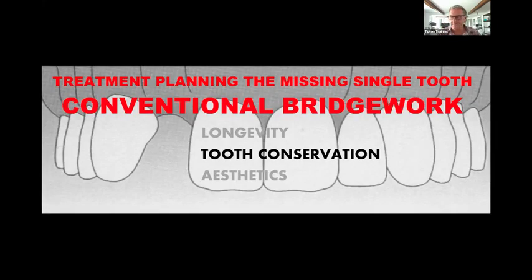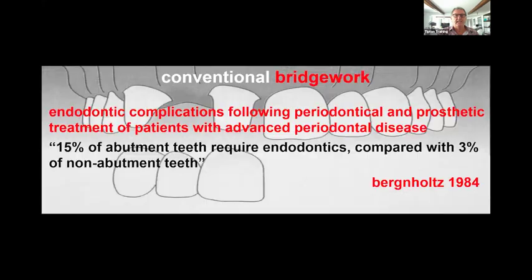Let's look at tooth conservation. Now, obviously, we're cutting down a tooth as opposed to the adhesive bridge. So the teeth are going to be much less conservative in terms of the preparation. And we have various studies out there which show us the amount of tooth preparation and what the problems are with that. The one that's pushed out there all the time, Bergenholtz, shows us that approximately 15% of all abutment teeth will require endodontics compared to 3% of crowns. So we have a much greater increased risk of abutment teeth going non-vital.